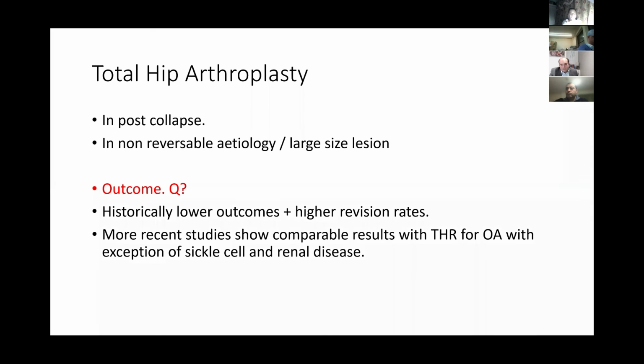The difference really is not the cause, not the AVN. The difference is that these are a younger cohort of patients, and usually younger cohorts of patients get more incidence of loosening because of their activity level. But generally speaking, it is comparable results to osteoarthritis for total hip replacement, with some exceptions depending on the etiology. So in sickle cell, generally they do worse because of their bone quality, and renal disease also because of their bone quality. And that's about it, really.